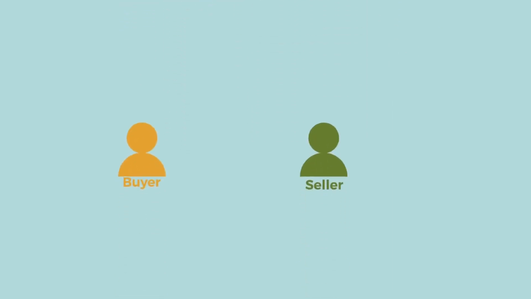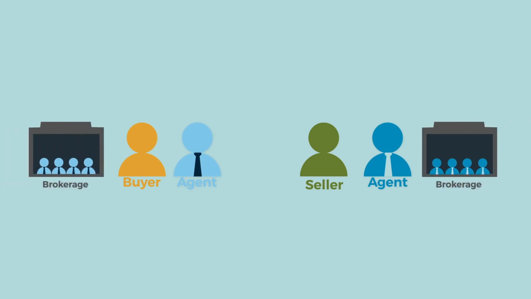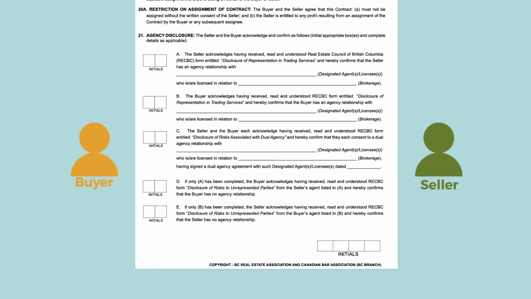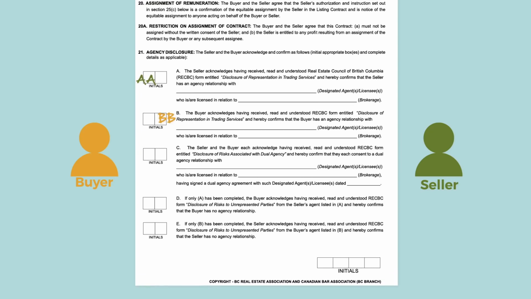Agency disclosure. In this section, both the seller and the buyer's designated agents and the respective brokerages, if any, are specified. The buyer and the seller initial the appropriate boxes to acknowledge receipt of the appropriate agency disclosure forms. Sometimes one of the parties is represented and the other is not represented.